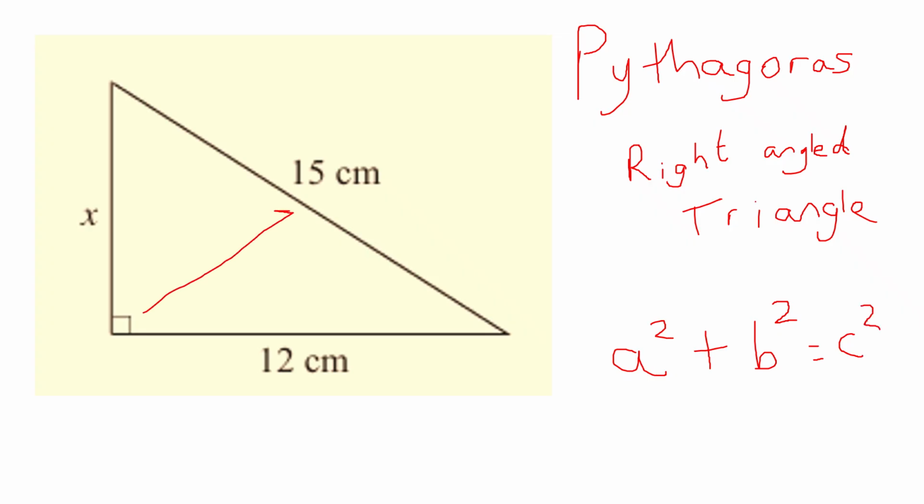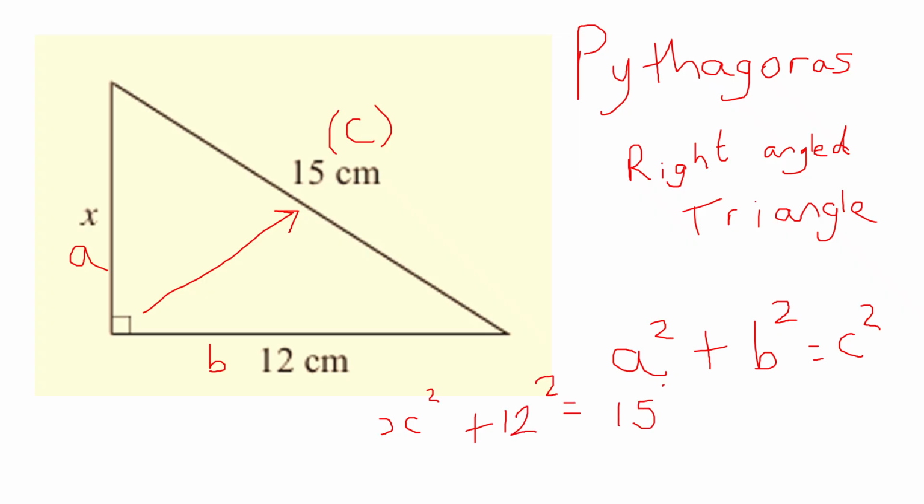So c is always directly opposite the right angle, so we call this c, and then a and b can be any of these, so I'll call this a and I'll call this b. It doesn't really matter. I'm now going to substitute these terms into my expression. So we have x squared plus 12 squared is equal to 15 squared.